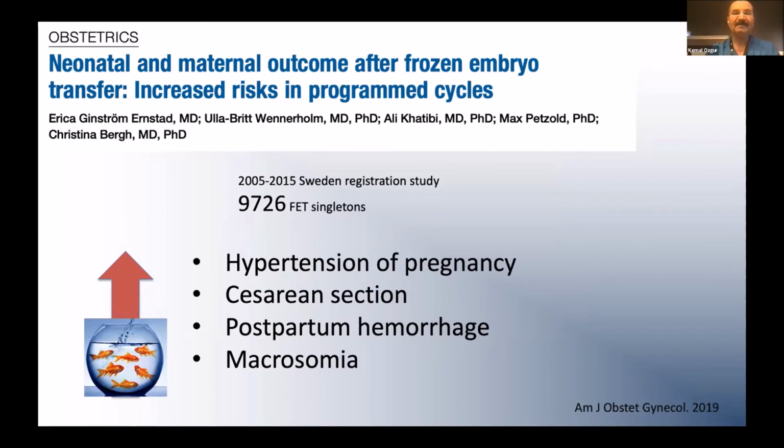2019 from Sweden. Now they analyzed close to 10,000 cycles of frozen embryo transfer, natural cycle and artificial cycle. The artificial cycle is not good, because they have higher obstetric and pregnancy complications, of which these four are the major ones. Hypertension of pregnancy, cesarean section is high, hemorrhage is high, and macrosomia. They tend to have larger babies.